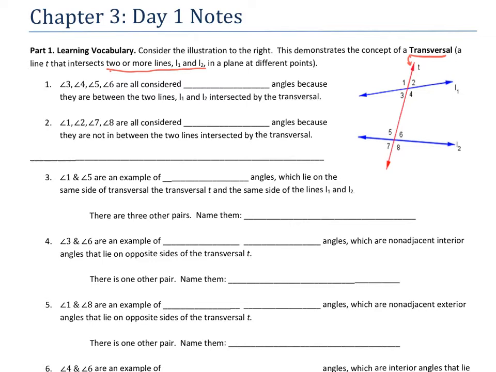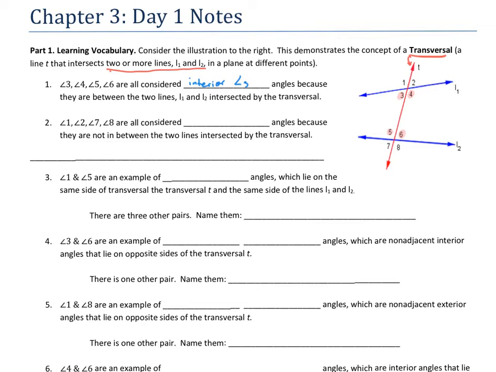So here we go. Number 1. Angles 3, 4, 5, and 6 are all considered what kind of angle? Here we have 3, 4, 5, and 6. We have our transversal, and then we have our two lines. Notice how all of these highlighted angles are inside the two lines, between each of the two lines. We call these interior angles, because they are in between your two lines.